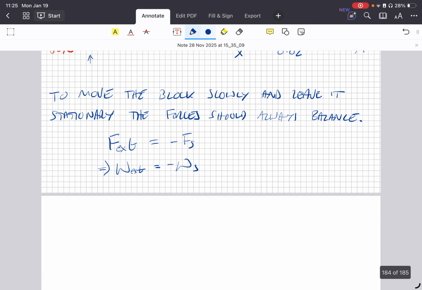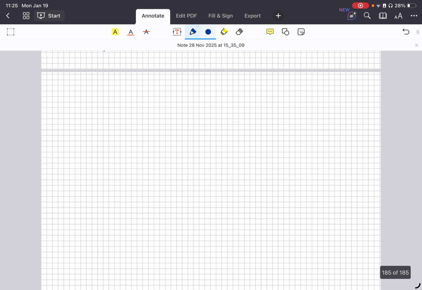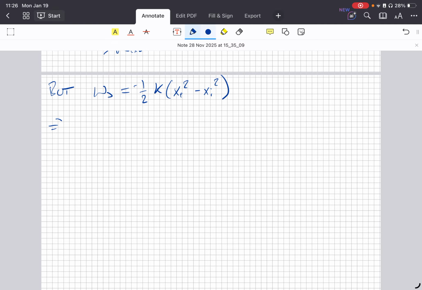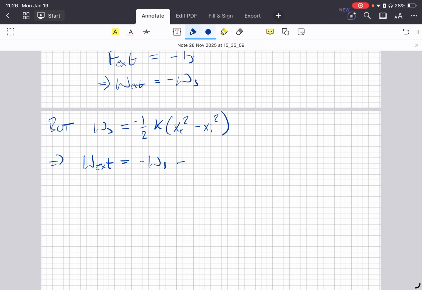So the work in balance like this, but we know that the work done by the spring is equal to minus a half k times xf squared minus xi squared. So the difference between these two positions squared. So that means that our external force must be equal to minus Ws, as we wrote here. And so the minus signs cancel out here. So this is equal to a half k times xf squared minus xi squared.